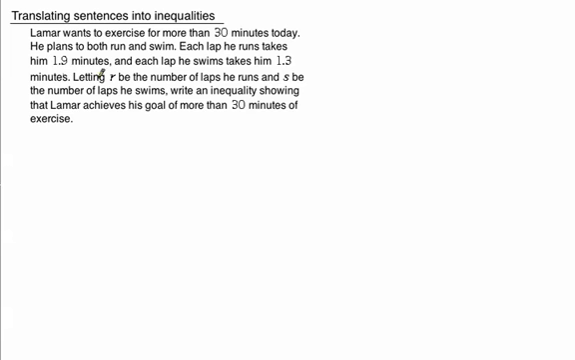Aha! So we're getting some more information, letting R be the number of laps he runs and S being the number of laps he swims. We're going to write an inequality showing that Lamar achieves his goal of more than 30 minutes of exercise. More than 30. Okay, this is a little note I'm taking. Alright, so that kind of takes care of that 30 there.